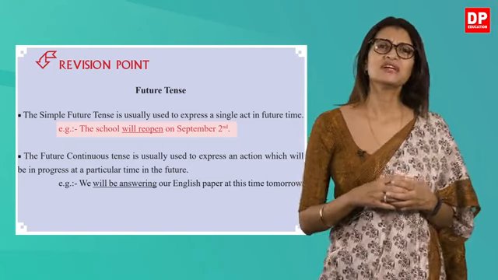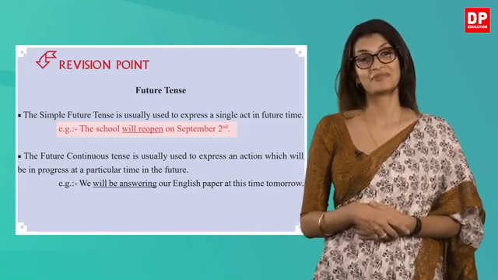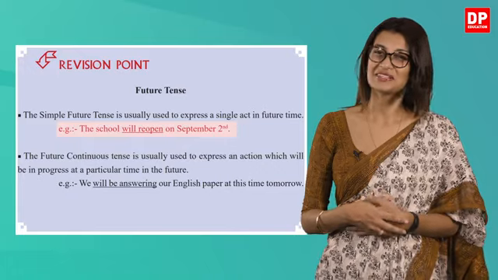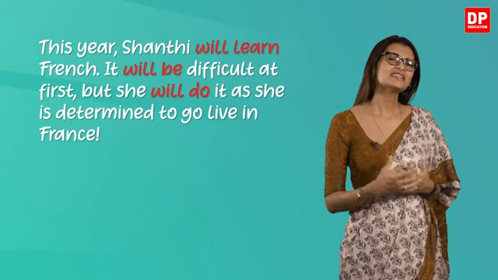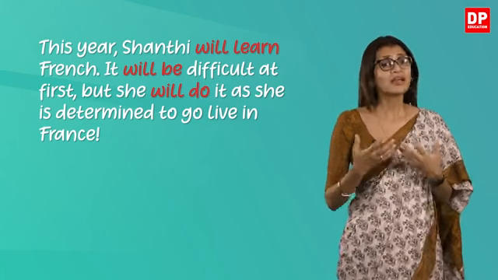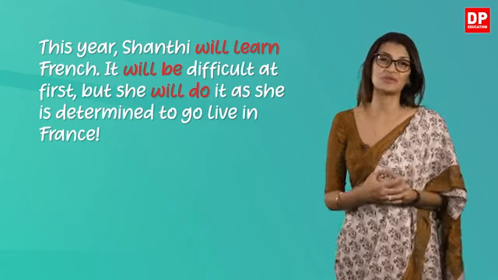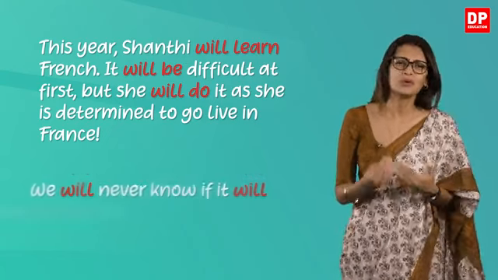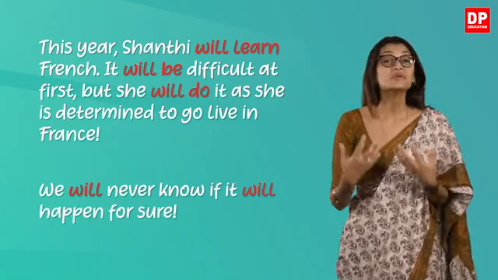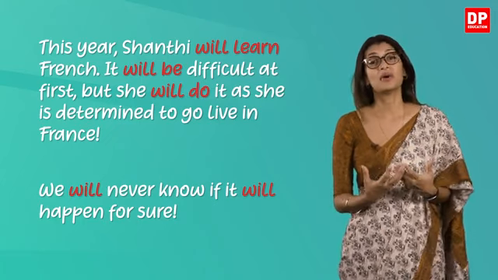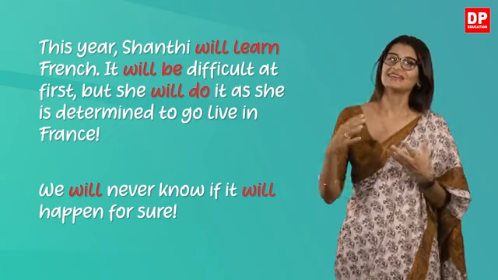The simple future is a verb tense that's used to talk about the things that haven't happened yet. Let's look at another example, shall we? As you would have noticed from the example, Shanti's aspirations to study French and to live in France are part of her future. She plans to do all those things, but we will never know if it will happen for sure. In other words, we use the simple future to talk about an action or a condition that will begin and end in the future.